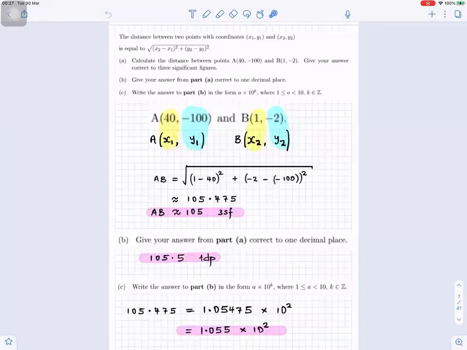And part C, write the answer to part B in the form A times 10 to the power K. So we've got 105.475. We put the decimal point after the first number, which is after the 1. So it's 1.05475 times 10 to the power, that's 1, 2. So 10 to the power 2. And you can write it as 1.055 times 10 to the power 2.